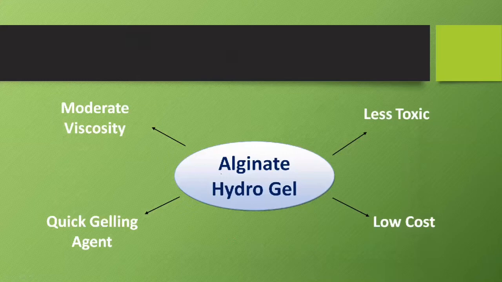So what are the properties of alginate hydrogel, which is widely used for the production of artificial seeds? They have moderate viscosity, are less toxic, low in cost, and are a quick gelling agent, and thus they are widely used in production of artificial seeds.